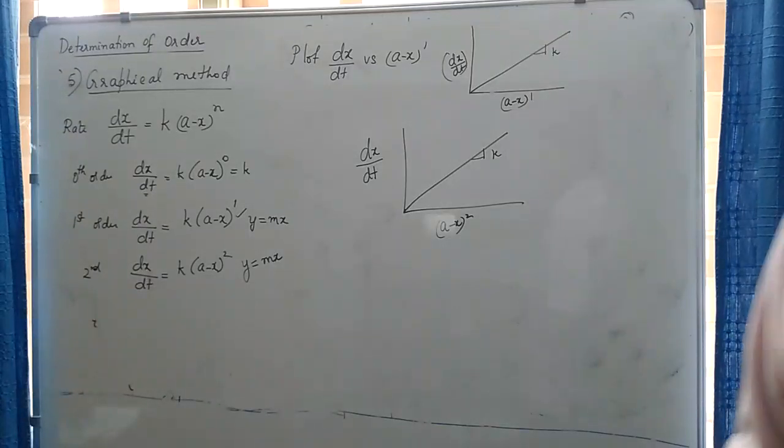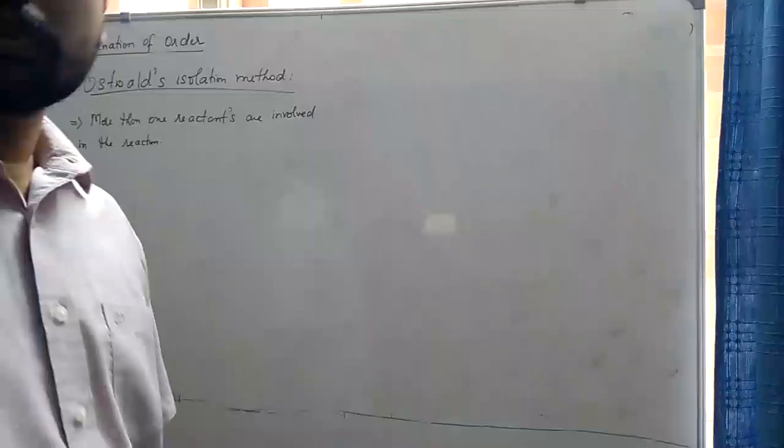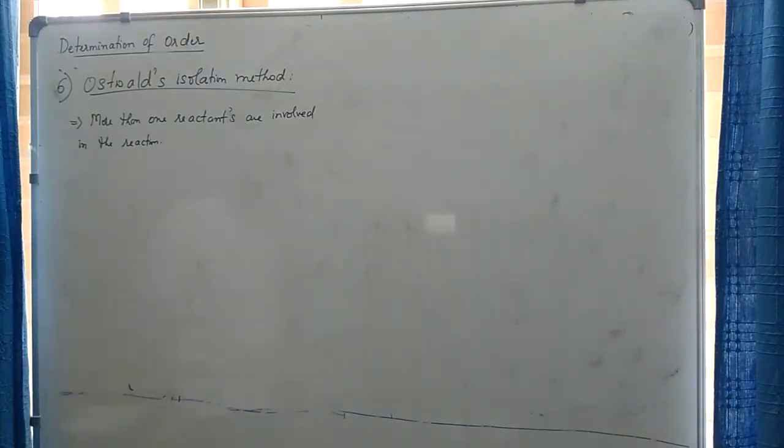Let us understand what is Ostwald's isolation method. This method is applicable if there are more than one reactants involved in the reaction. If we go back to the five earlier methods that we discussed for determination of order, in all the discussion we unknowingly imagine that there is only one type of reactant involved in the reaction, but in most chemical reactions you have more than one type of reactants involved.